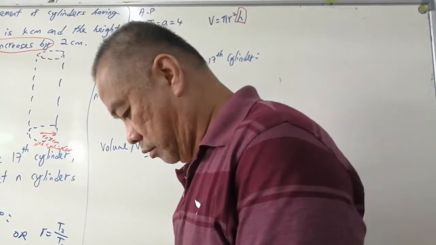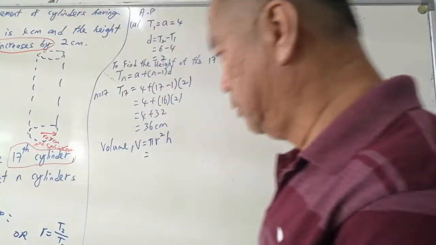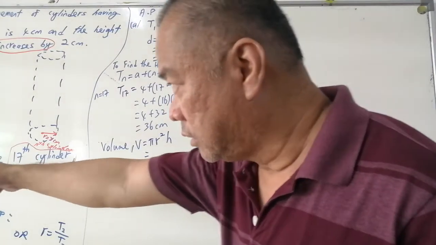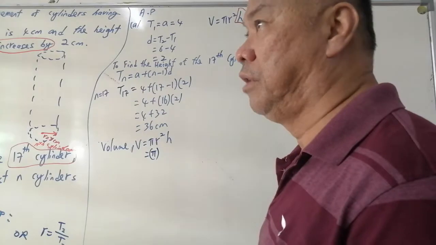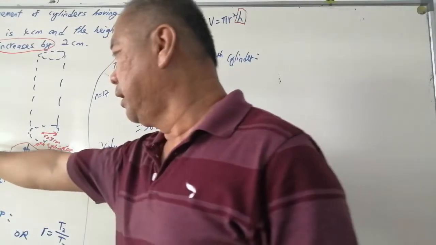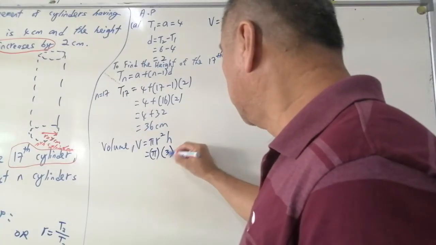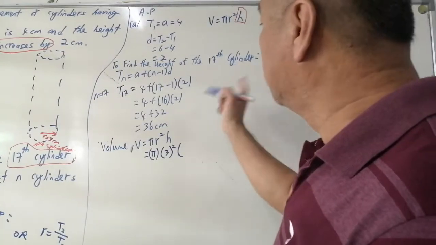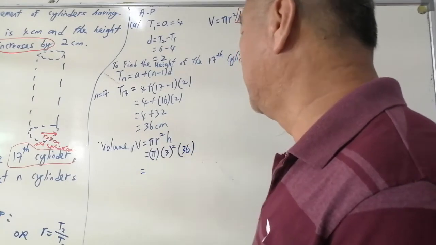Because they ask me the volume of the cylinder in number 17. So in terms of the answer, the pi I won't disturb, it still remains pi. My radius, since you know your radius is a fixed variable, is all 3 cm. So 3 squared. At number 17, the height of the cylinder is 36 cm. Substitute inside here. So complete already.